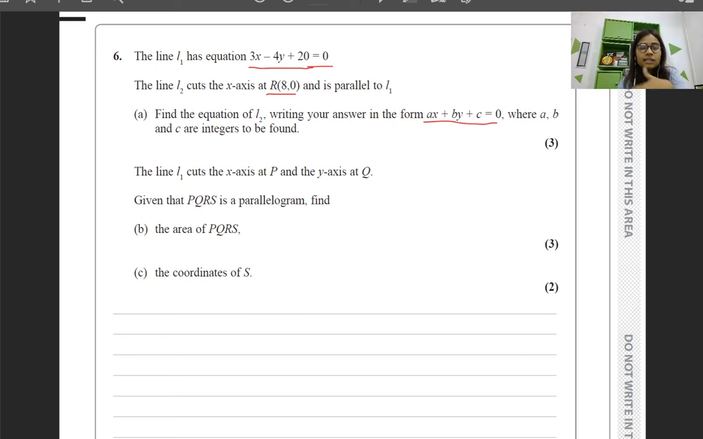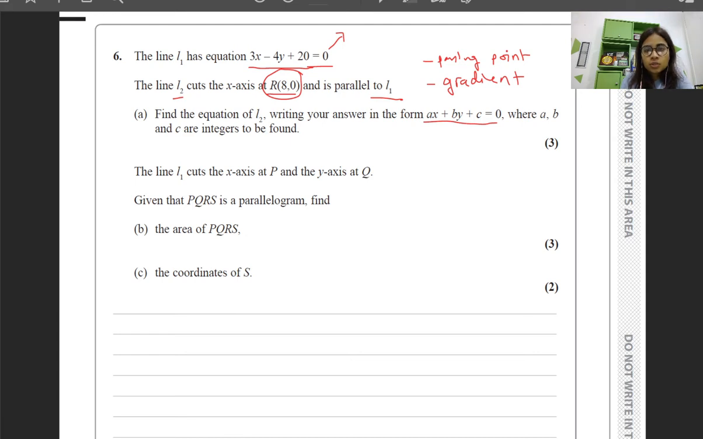As we know, generally to find an equation we need two things. One is a passing point and another is the gradient. The question already mentioned that the line L2 passes through R because it cuts the x-axis at R, so we need the gradient. The question also says that L2 is parallel to L1, so if two lines are parallel then their gradient is the same. From this equation we will find the gradient of L1 and we can use the same gradient for L2.